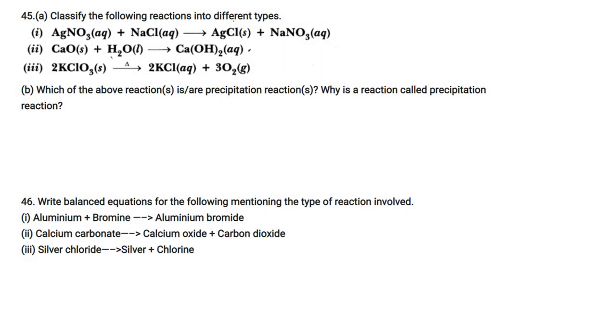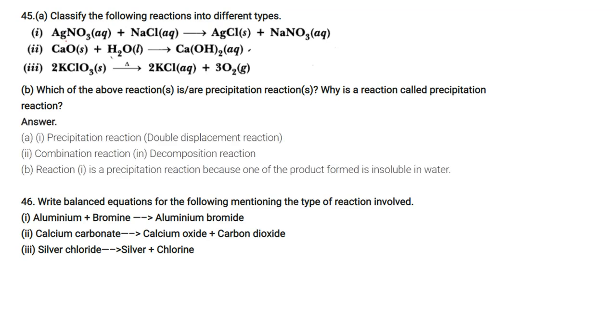Classify the following reactions into different types. So we'll see one by one. See, AgNO3 and NaCl. So Ag has combined with Cl and Na combines with NO3 to form NaNO3. So this is a double displacement reaction. Also you see when AgCl is formed it is a precipitate. So it is a precipitation reaction as well as a double displacement reaction. In this, calcium oxide and water combine to form calcium hydroxide. So two things combine to make a single thing. So this is a combination reaction.